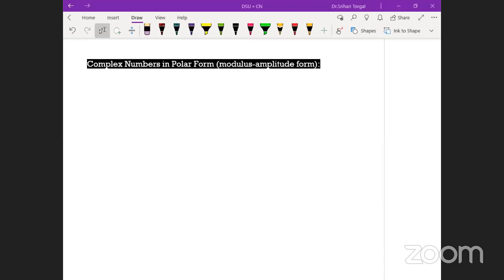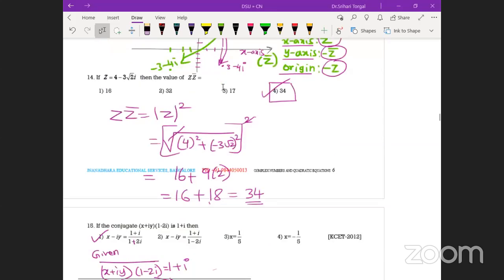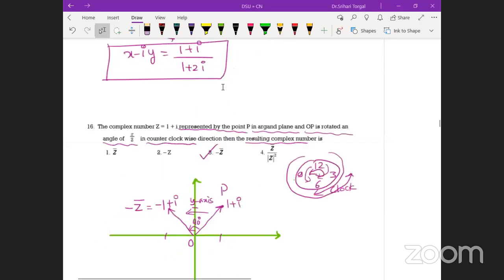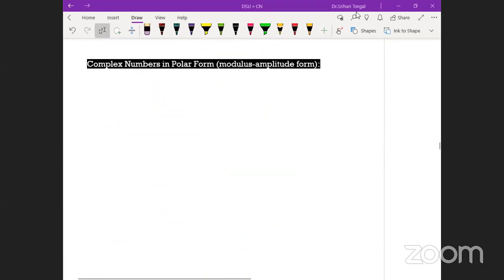Yes, good afternoon. Thank you. We'll continue our previous session. Complex numbers in polar form, very important concept. We'll see many shortcuts here to solve the problems. And we have solved all these conjugate problems and also square root of a complex number in the last session.